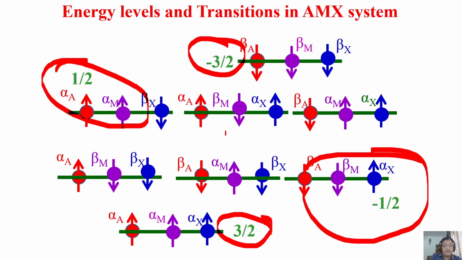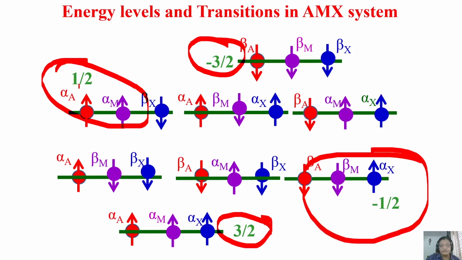Similarly, this to this is allowed, and 3/2 to 3/2 is not allowed. So this to this is allowed. All these states can have a transition from this. All these 3 states can have a transition from this. And all these 3 states can have a transition from this, because plus half to minus half is 1, so it is allowed. So there are various combinations of transitions which we can think of, some allowed and some not allowed.